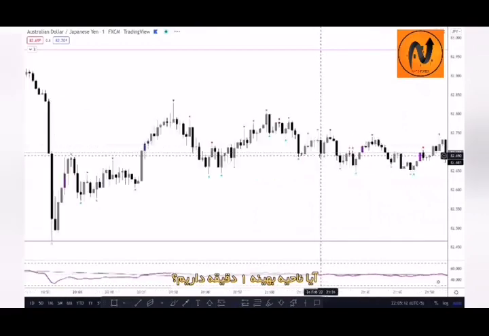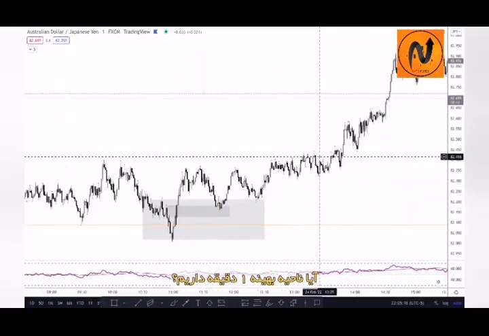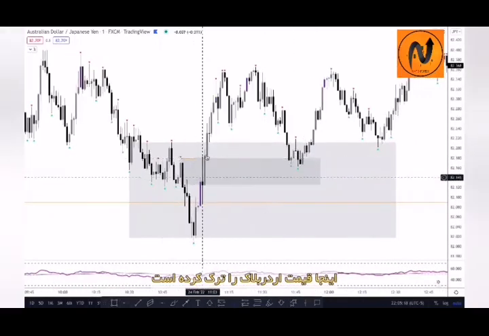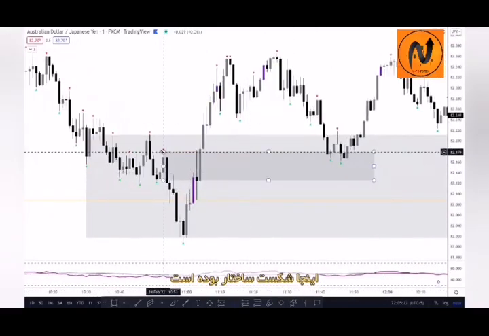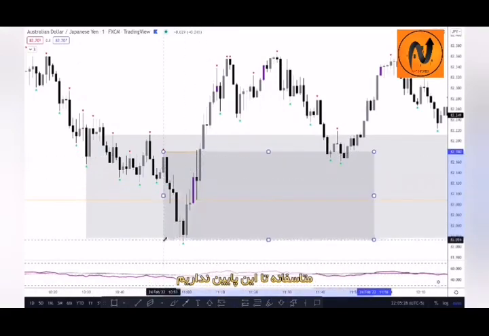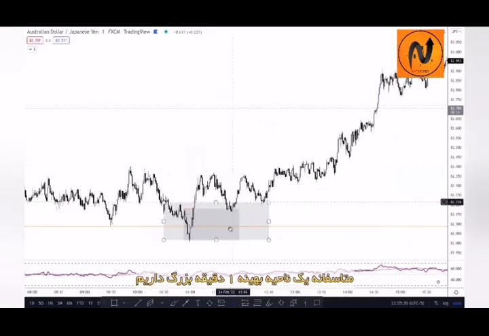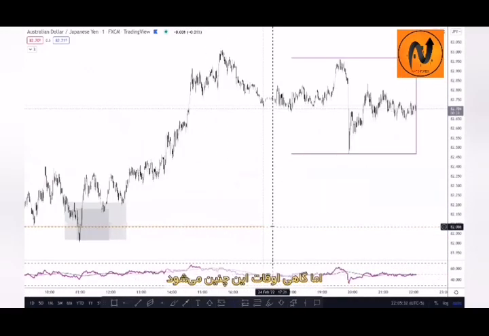Now, was there a 1-minute refinement? Here is where we left the OB. This was the break of structure. Where was the last candle to sweep? Unfortunately, not till down here. So it looks like we would have had a fat 1-minute refinement, unfortunately, but it's just the way it is sometimes.